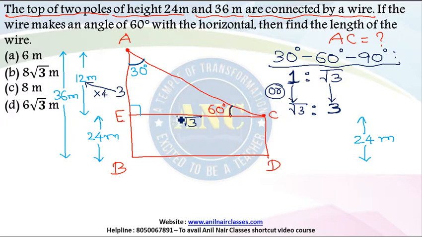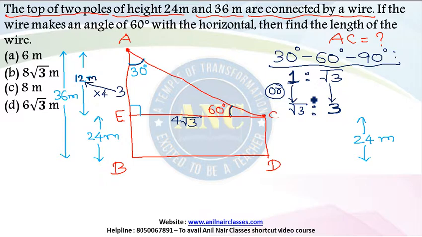This root 3 also multiply by 4. That means the actual value of EC is nothing but 4 root 3. Actual value of AE is nothing but 12. I believe this part of question is very clear for you people. Now, what is that they are asking you in the question? They are asking you to find the length of this wire AC. Length of the wire AC is what they are asking you.